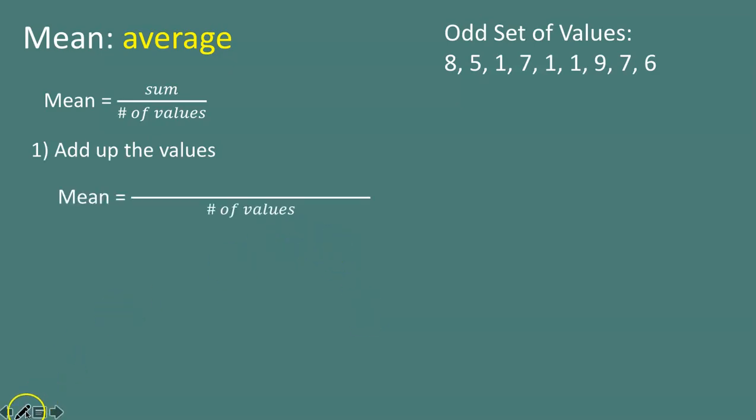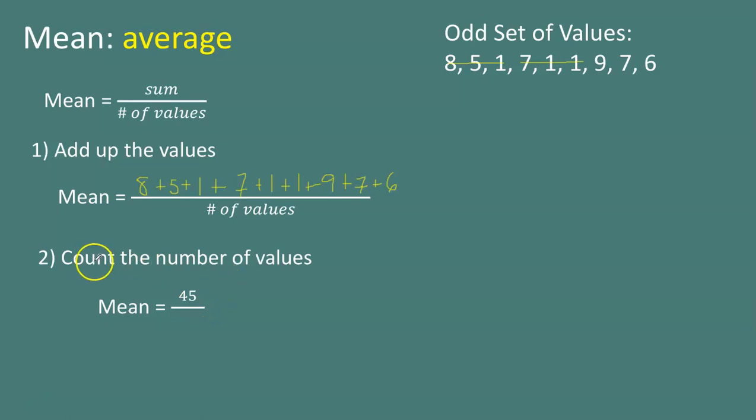So I'm going to grab a pen again, and I'm going to add 8 and 5 and 1. I'm going to write down 3 numbers at a time. Then I'm going to add on the 7 and the 1 and the 1. And then after that, I'll add the 9 and the 7 and the 6. And this will give me a total of 45 when I add them together.